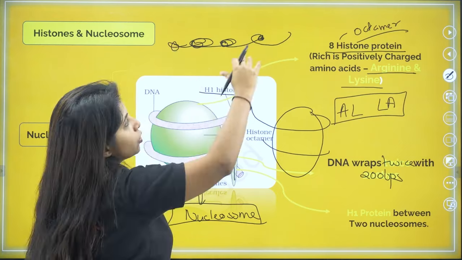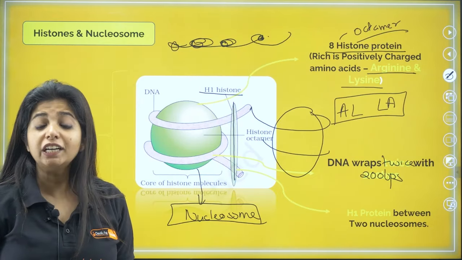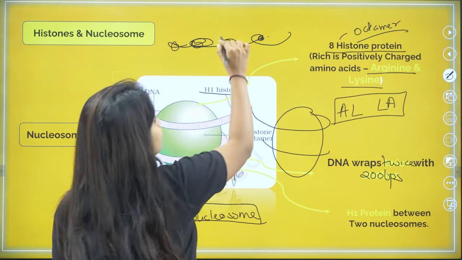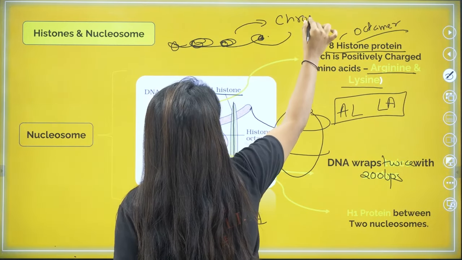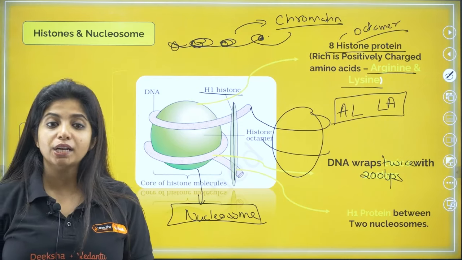So same thing goes on. It looks like a string on which there are so many beads. So this is known as the bead on a string structure. And what do you call the whole thing when it becomes compact? You call this chromatin, my dear children. This is known as chromatin.